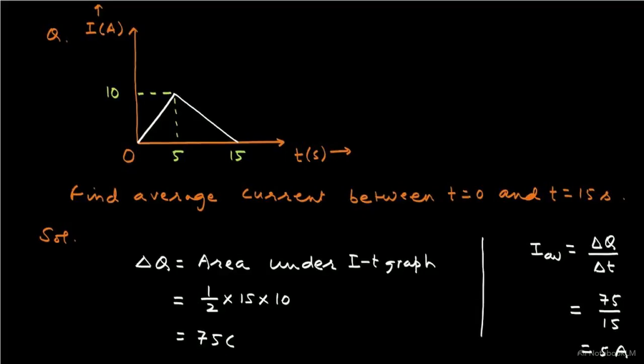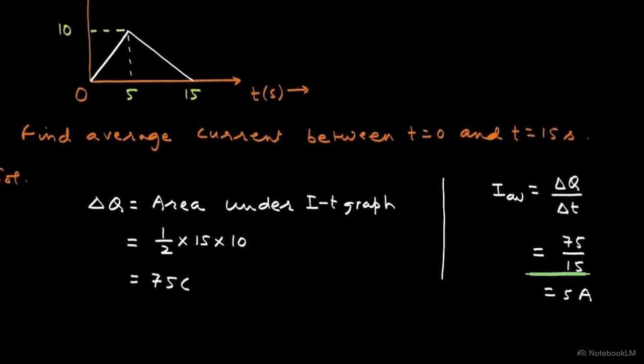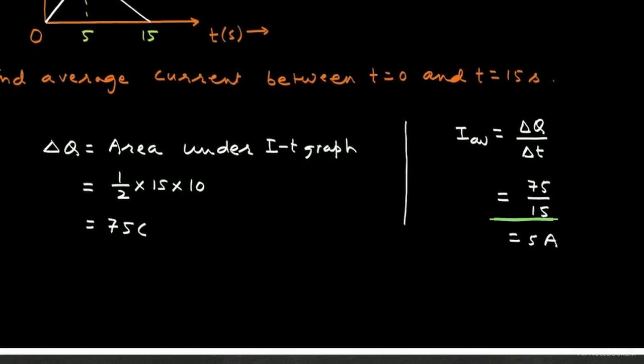Looking at the bottom left calculation, we find that total charge by calculating the geometric area of the triangle. Multiplying 1/2 the base of 15 seconds by the height of 10 amps gives us a total charge of 75 coulombs. Now we take that total calculated charge of 75 coulombs and divide it by the total time interval of 15 seconds. This final step reveals that the true average current is exactly 5 amps.